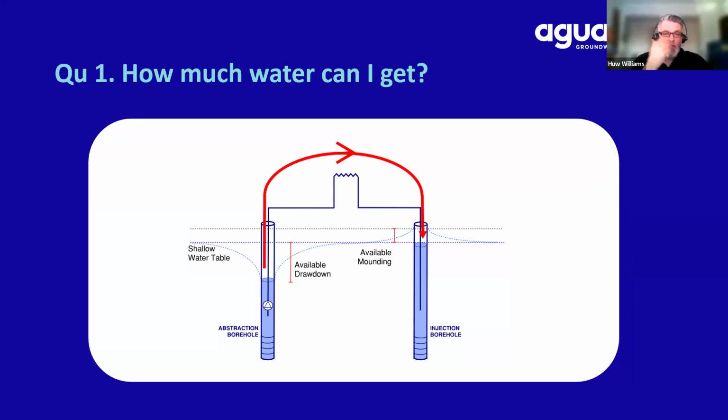And whilst you might have 50 meters of available drawdown, if you've only got 10 meters of available mounding, well, that's going to limit the rate at which your ground source heat pump can provide water. There are obviously options around that, multiple injection wells for each abstraction well. But essentially, to avoid groundwater flooding, to avoid surface flooding, we need to consider the injection rate as well as the more traditional abstraction rate.